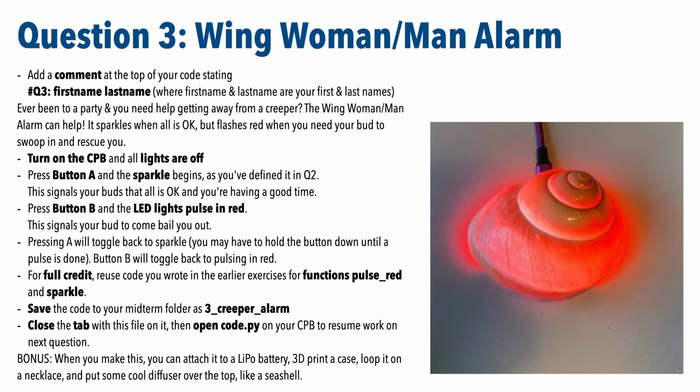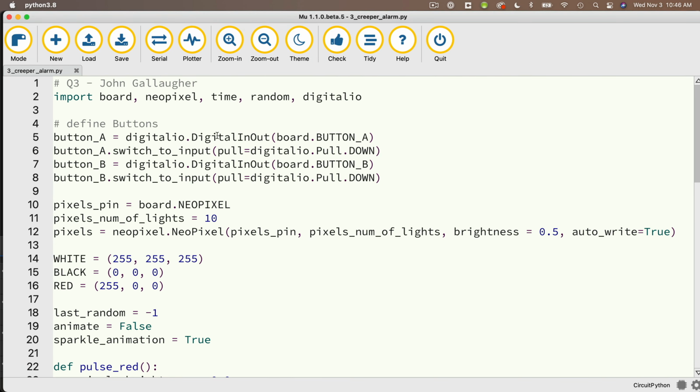And here's how we build it. So here's our code for this. We import the same libraries. We already set up button A, but we need to set up a button B for this as well. We set up our NeoPixel, make sure that you have all of your colors set up.